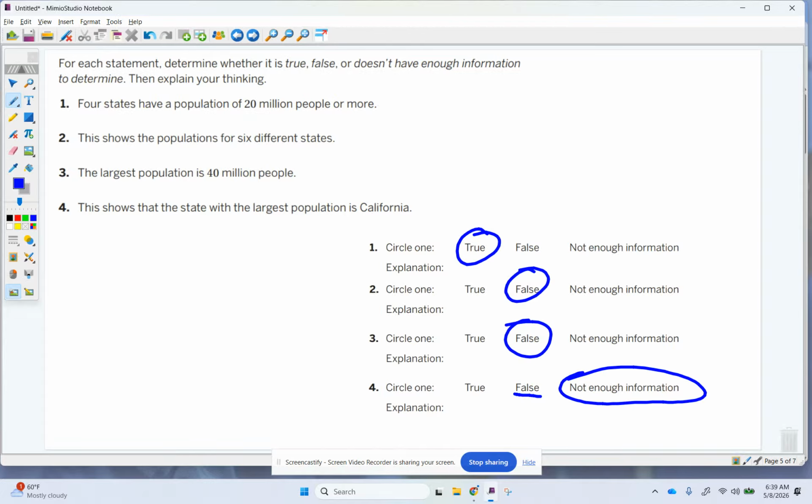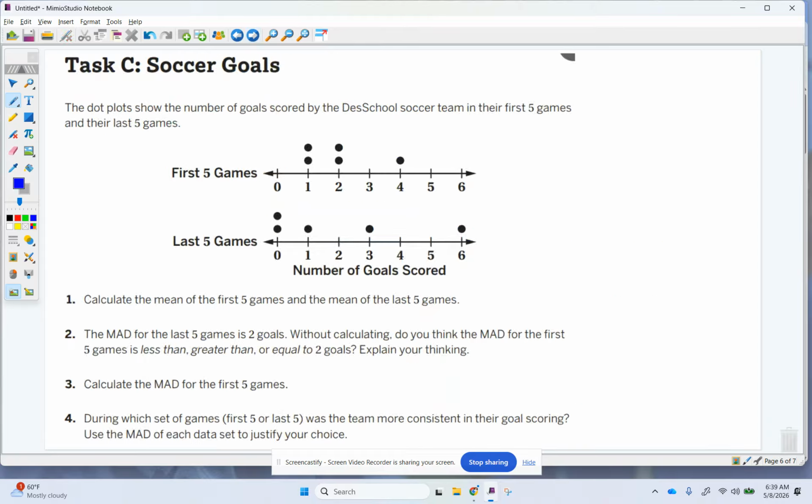But I think it's wrong because it doesn't show California anywhere. And we're from California. So, okay.